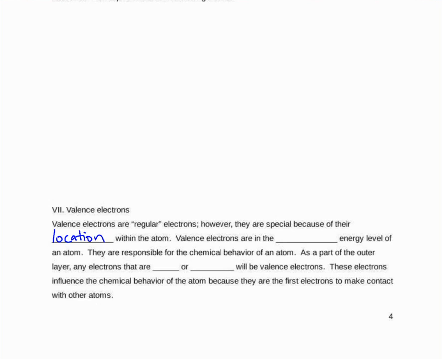Their location determines all of the important properties of these electrons. So, valence electrons are in the outermost energy level. So, they are on the very outside of the atom. They are the furthest electrons away. And they're responsible for the chemical behavior. Because they are a part of the outer layer, any electrons that are lost or gained will be valence electrons.